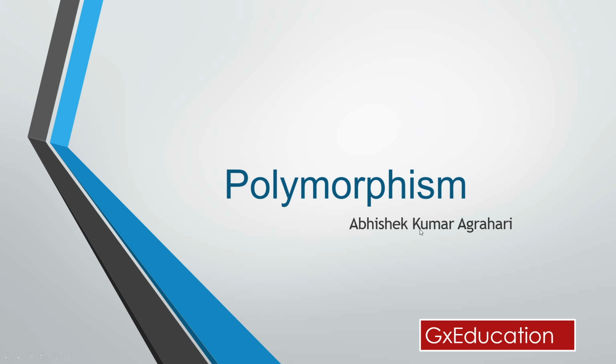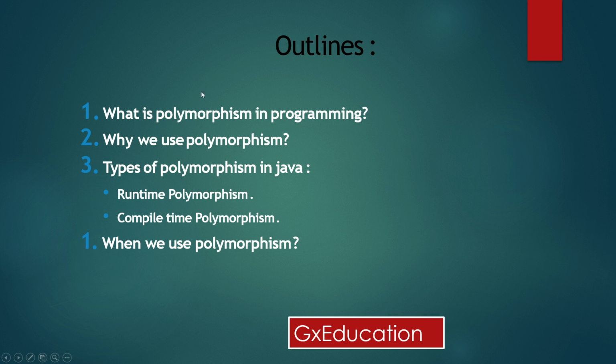This is me, Abhishek Kumar Agrari, and the outline is: what polymorphism is in programming and why we use it, types of polymorphism in Java, runtime polymorphism, compile time polymorphism, and when we use polymorphism. There are two types of polymorphism in Java. The first is known as runtime polymorphism, and the second is known as compile time polymorphism.